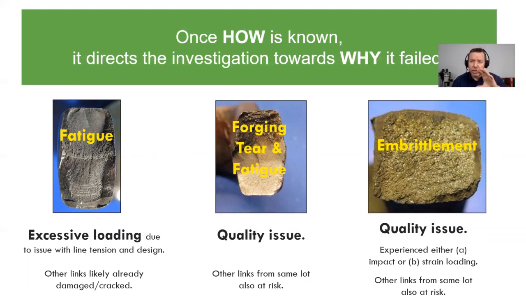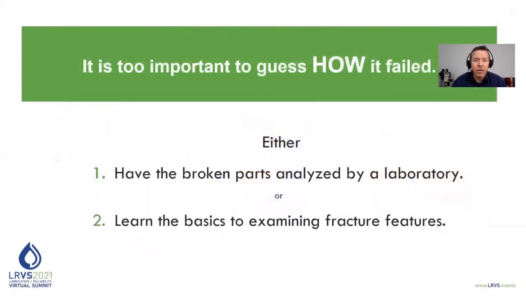But the conversation as to why it failed, which at some point I think will eventually turn into human factors and such, is at least in the right direction and you're not making mistakes. In the end, it's really too important to guess how something failed, especially if it's safety critical or there's lots of money involved. And so to understand how it failed, you've got really 2 options. And essentially it's who examines the broken part. Option number 1 is that you can have it analyzed by a laboratory.